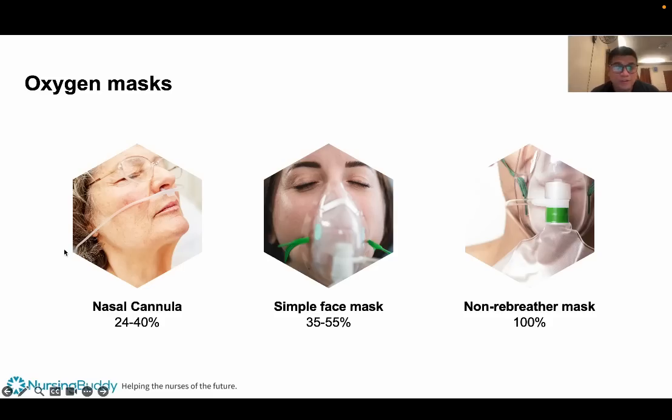Now let's talk about your oxygen masks. So we have here three. First, we have your nasal cannula. Nasal cannula is actually the most commonly used type of oxygen delivering device. So it gives us actually 24 to 40% of oxygen. Okay, so most common, nasal cannula. While your simple face mask is actually giving us a bit higher, so 35 to 55% of oxygen.